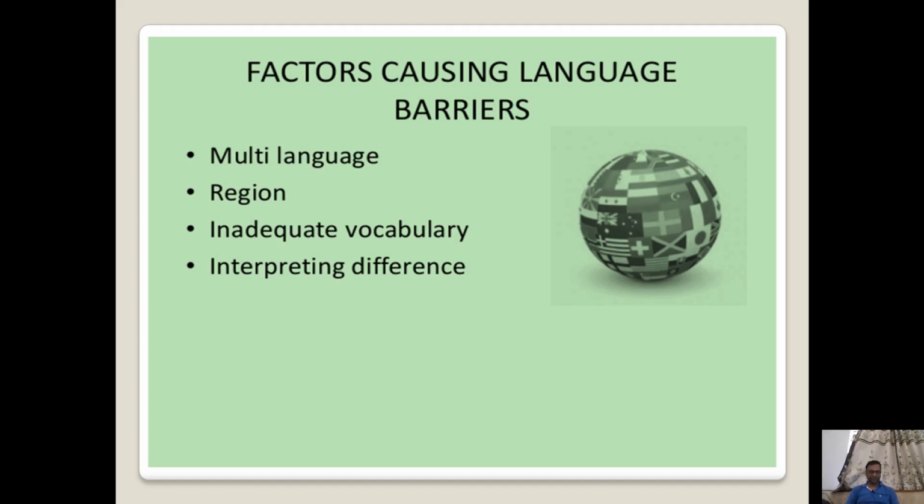Inadequate vocabulary: this is happening with every language, even in English, because we know only a few words. If we really want to share each and everything about us, we need a proper vocabulary. If we don't have adequate vocabulary, then it will affect us. That is one cause. Because of inadequate vocabulary, we cannot communicate well with the other person. Interpreting differences: when we interpret something, at that time we don't get the proper point, proper word, proper vocab, just because of inadequate vocabulary. So that is also a cause for the barriers.